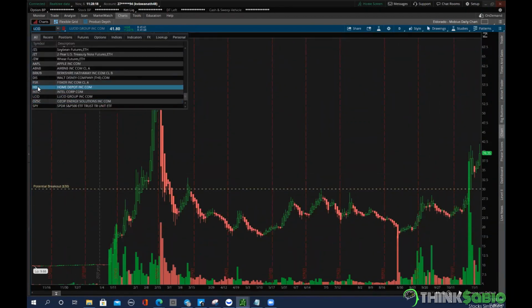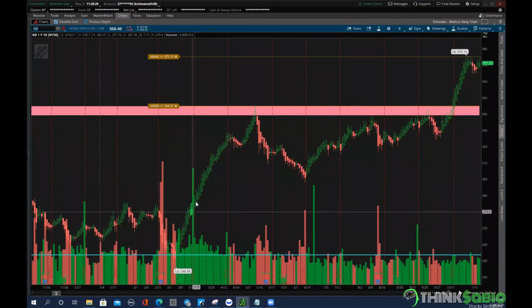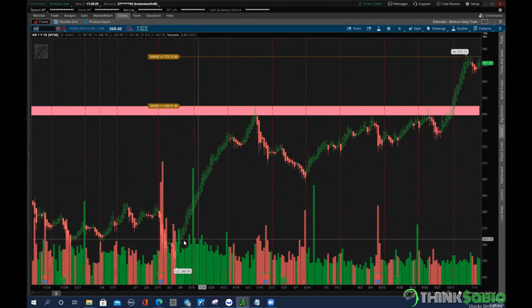So if you look at the HD breakout, I was actually in this position here. I made a lot of money on HD when it moved from here to here. So let me remove this here. I made actually good money on this move. Now I also made money on this move. I am not emotionally attached to HD.